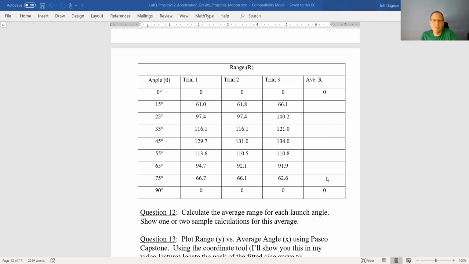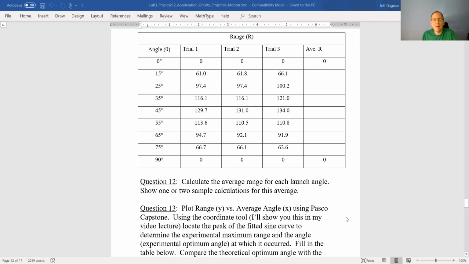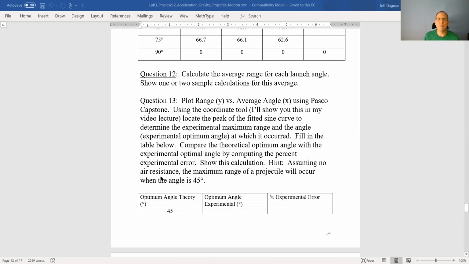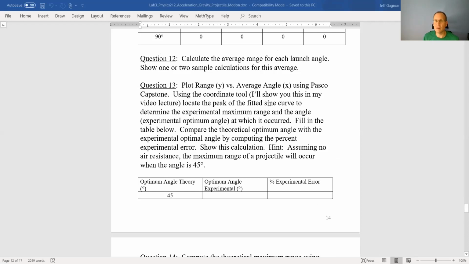Then what you're going to do is a plot. You're going to plot range versus angle. So range will be on the y-axis, and basically you're going to plot your average range versus angle, and angle will be on the x-axis. Right? So let me show you what this is going to look like.